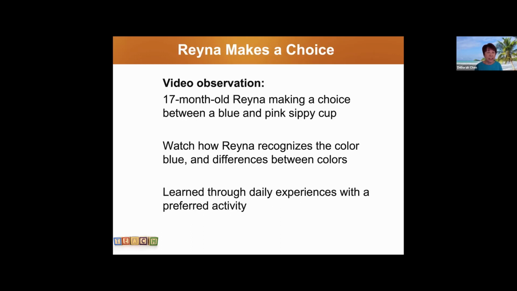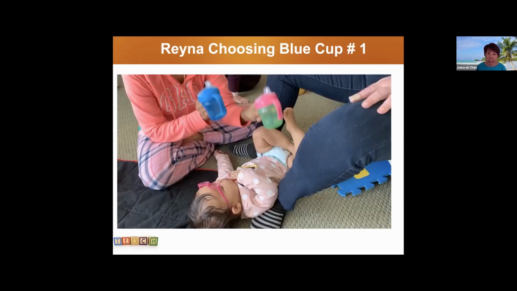So let's look at 17-month-old Raina making a choice between a blue and a pink sippy cup. Watch how Raina recognizes the color blue and the differences between colors. She learned this through daily experiences, so her mother was the one who said, I think she knows blue. She recognizes the sippy cup. In this video, you'll see Amanda Lewick's feet and hands, and you'll also hear her voice.